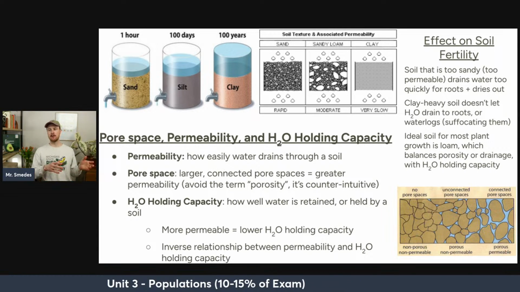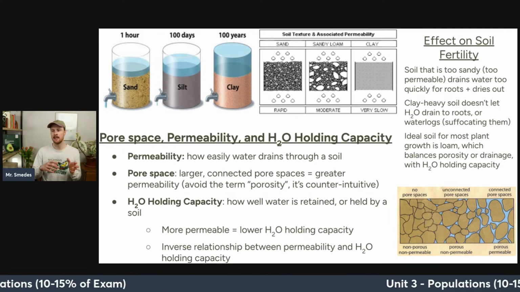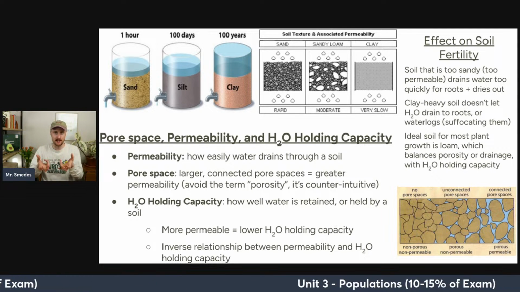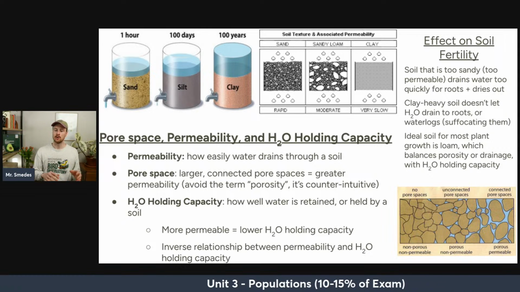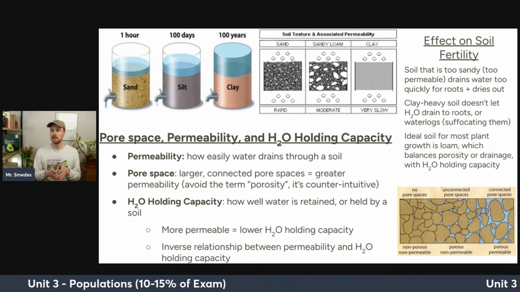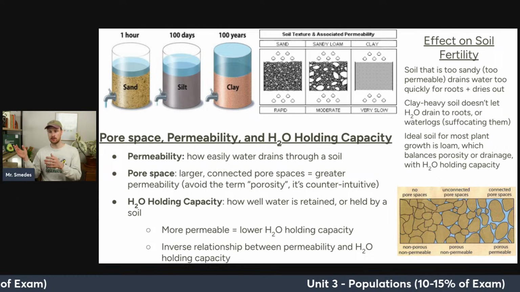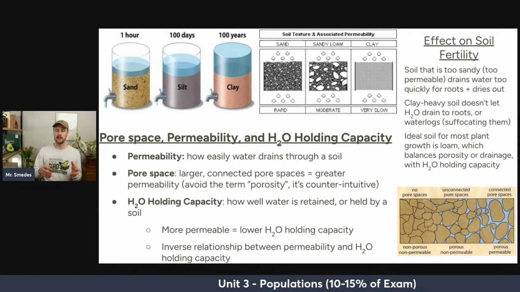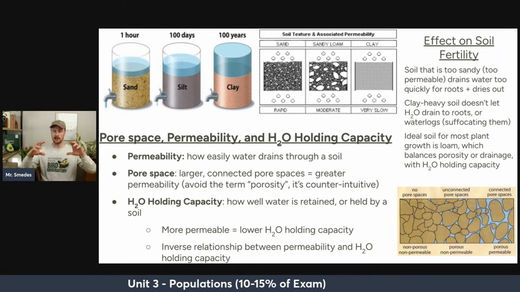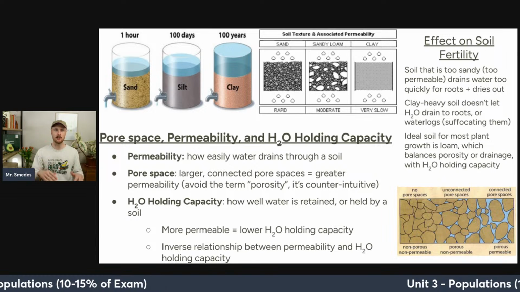On the other hand, we have holding capacity for water, which is kind of the opposite of permeability. How much is the soil retaining water, right? So again, more permeable, less ability to hold water. This is important for plant growth, right? A soil that's too sandy, the water just drains right through. A soil that's too much clay, the water sits in there and it gets waterlogged and it drowns the roots. They don't get oxygen because they're just sitting in water.